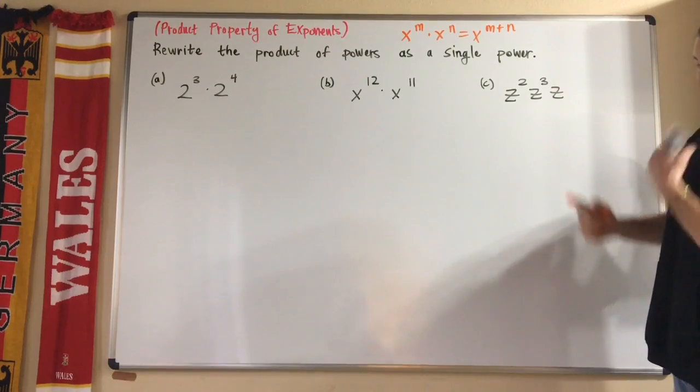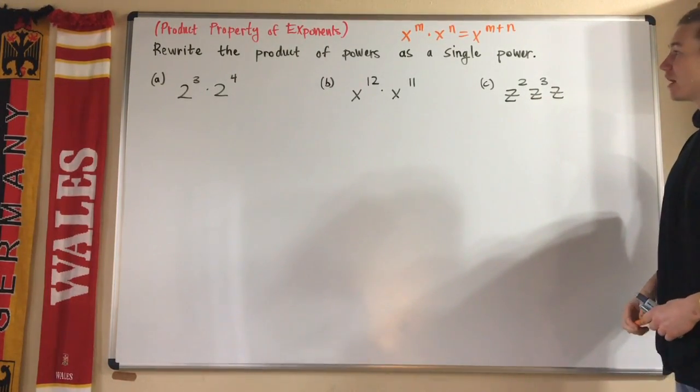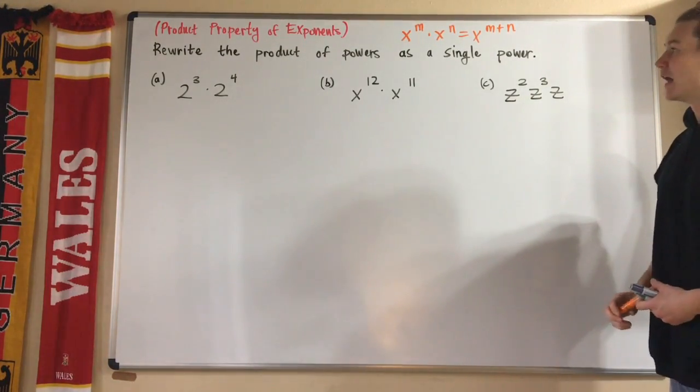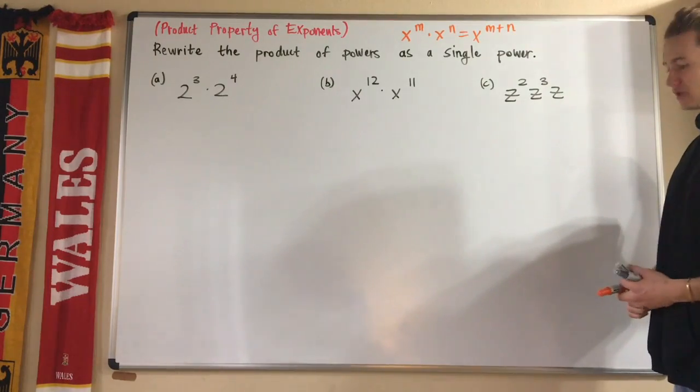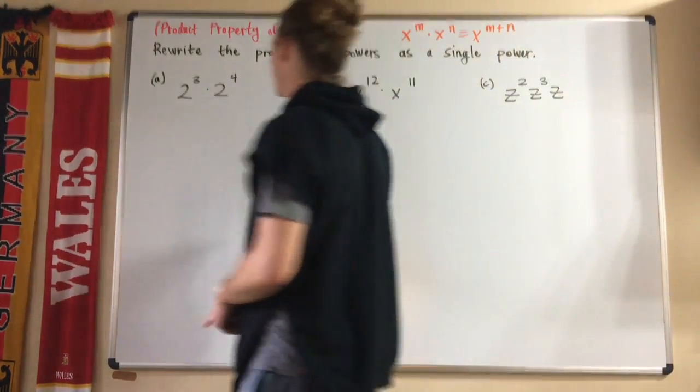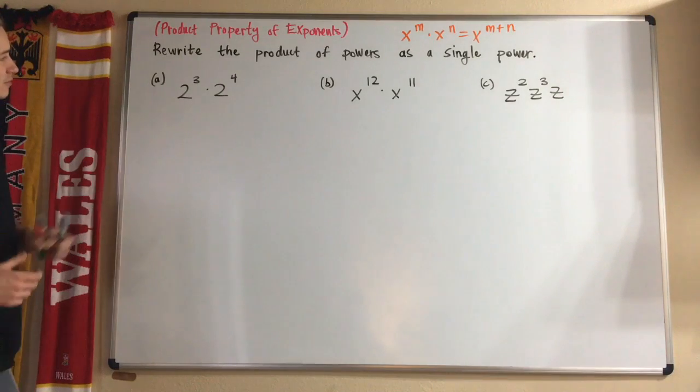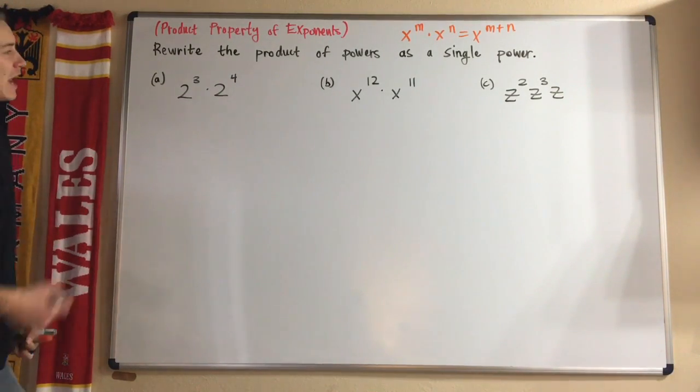So in each case here, it asks us to rewrite the product of powers as a single power. And we're going to do that using the product property of exponents. So let's look at A first. A says 2 to the third power times 2 to the fourth power. How can we combine these?